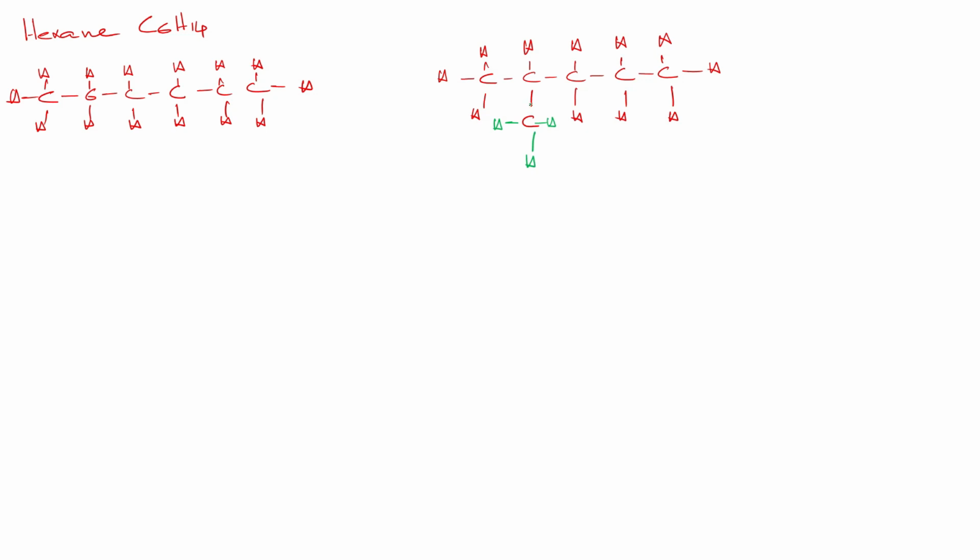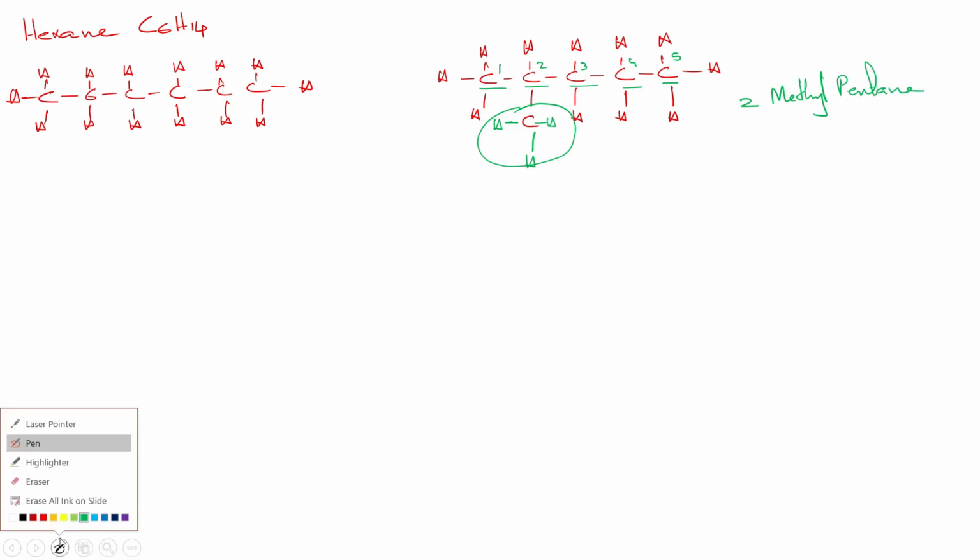When we check here, this is the first position, second, third, fourth, fifth. In the second position we have a methyl here. So meth, eth, prop, but, pent. So 2-methylpentane, and all are single bonds.